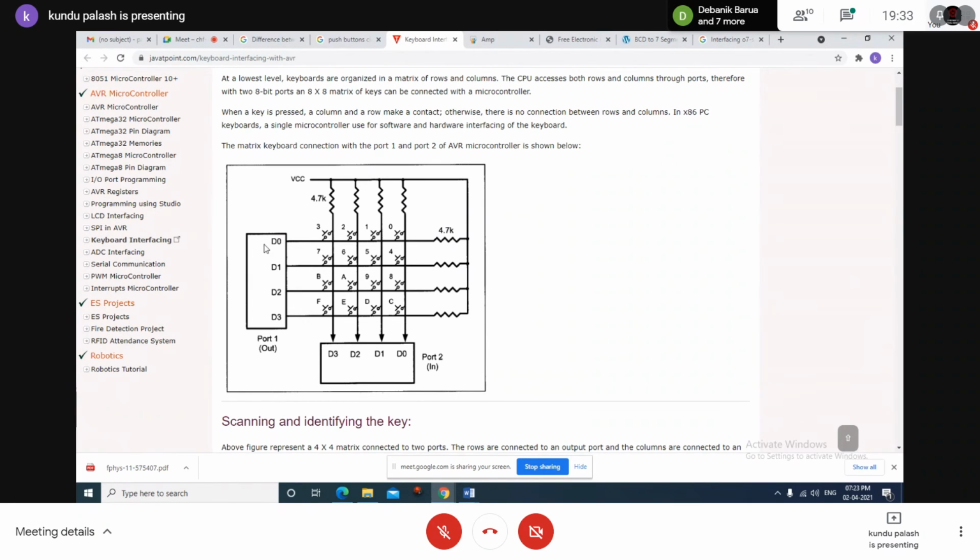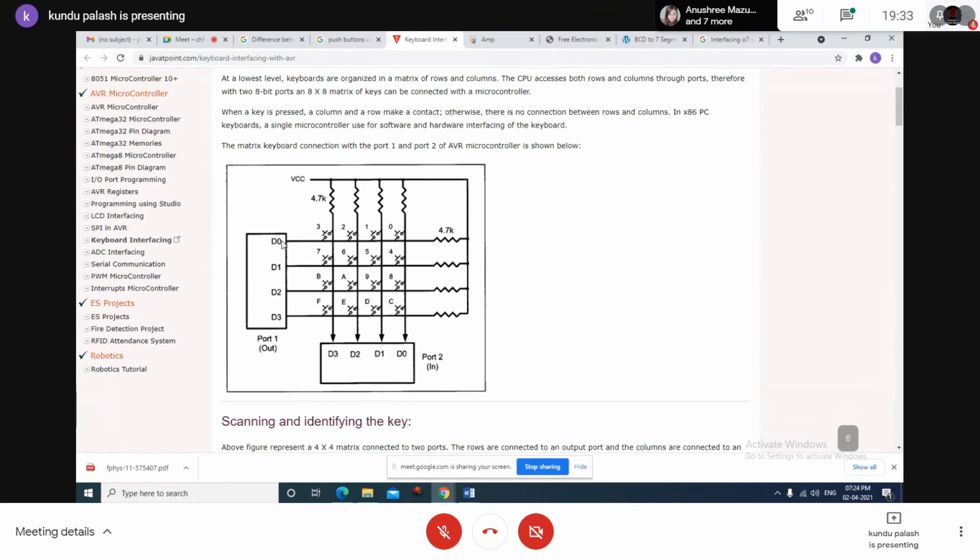This port will be configured as an output port. At a time, one row line will be put at 0 logic, keeping the rest of the lines at high logic. So what will happen when any one of the key switches on that row is pressed? This line goes to low logic. When the key is pressed, the current path makes this line go low, and this will be read by the respective line of the other port.